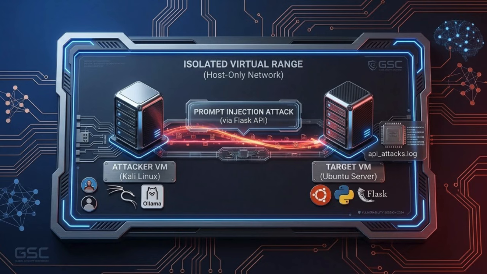Here is our battleground. We are running an isolated, host-only virtual network. We have our attacker machine running Kali Linux, our victim machine hosting a vulnerable API, and our blue team console ready to analyze the logs.